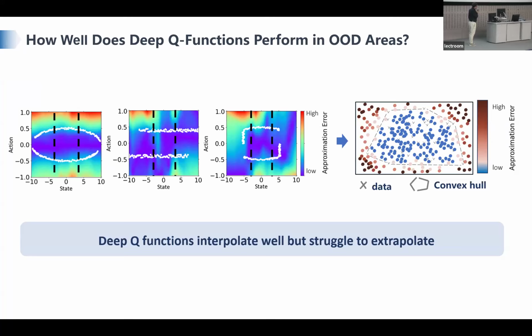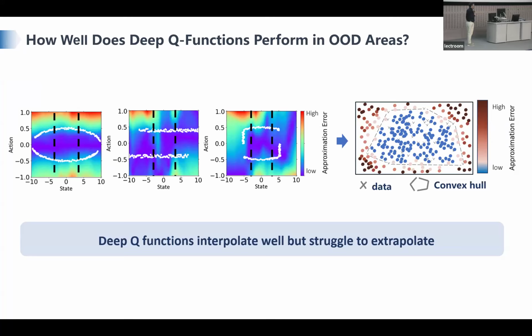What we find is this: we conducted a simple one-dimensional random walk task, where the x-axis is the states, the y-axis is the actions, and the white dots are the data samples. It's very interesting that if you use the dataset to form a convex hull, within the convex hull you typically get very low approximation error. That means your deep Q functions can generalize reasonably well by interpolating data. But outside the convex hull you get a very large approximation error, which says deep Q functions might struggle to extrapolate.